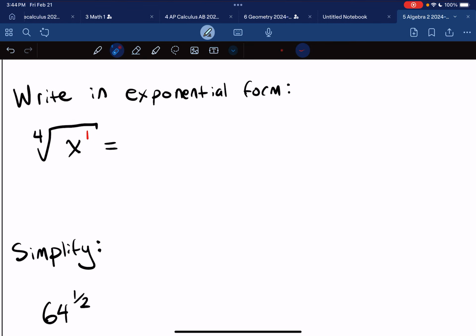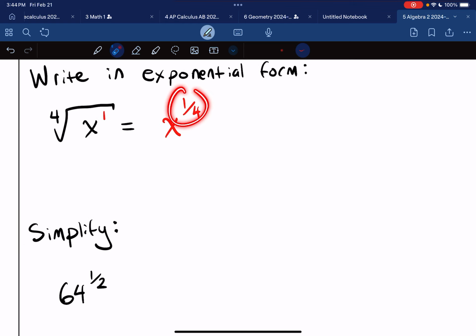A great thing to add to your notes, Mr. Sindel. So this is going to be x to the power of 1/4, because this number always goes on the bottom. This number always goes on the top every single time. And if that 1 was out here, I could have written that there. It's still on the top. This number always goes on the bottom. This index always goes on the bottom of my fraction.